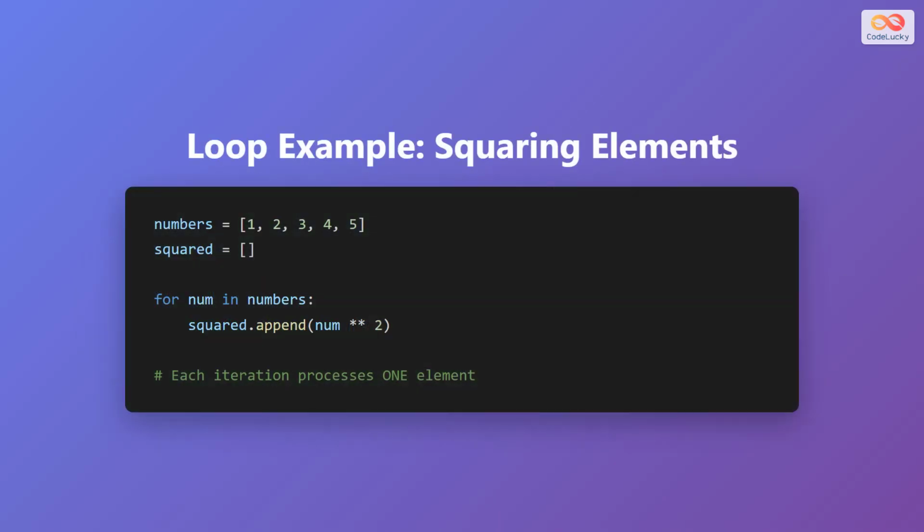Let's look at a typical Python loop. Here we have a list of numbers from 1 to 5. We create an empty list called squared, then use a for loop to iterate through each number, square it, and append it to our results list. Each iteration processes only one element at a time, making this approach inefficient for large datasets.